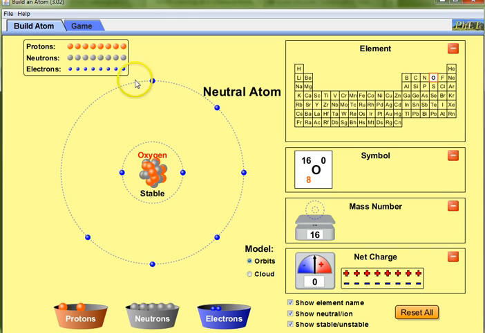Alright, so how many electrons does oxygen have in its outermost orbit? This is a neutral oxygen atom, correct? It has 8 protons, 8 neutrons, mass number is 16, atomic number is 8. The net charge, you can see the protons and electrons are balanced, so the net charge is 0. How many electrons are there in the outermost orbit?